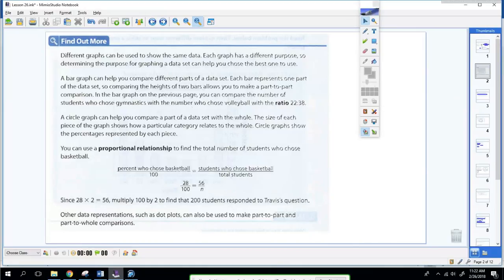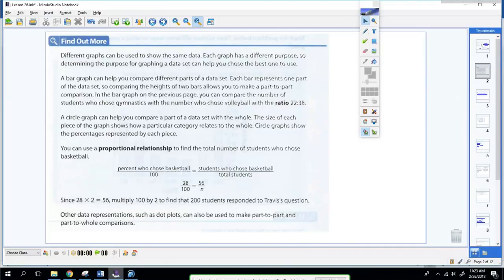In the bar graph on the previous page, you can compare the number of students who chose gymnastics with the number who chose volleyball with a ratio of 22 to 38. A circle graph can help you compare a part of a data set with the whole. The size of each piece of the graph shows how a particular category relates to the whole. Circle graphs show the percentage represented by each piece. You can use a proportional relationship to find the total number of students who chose basketball. So the percentage who chose basketball over 100% is equal to the students who chose basketball over the total number of students. So you just cross multiply and divide.